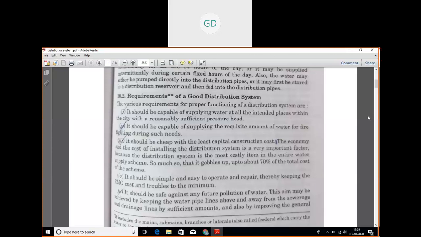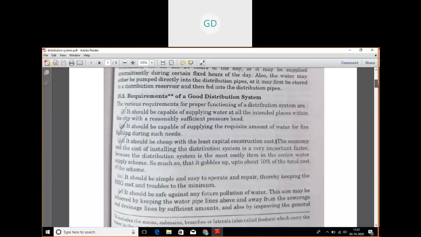So number four, it should be simple and easy to operate and repair. Obviously, it should be easy to operate, and for repairing purposes also it should be simple, okay? Then the distribution system should be safe against any future pollution of water. Even if the water is polluted later, the distribution system should remain safe, okay?